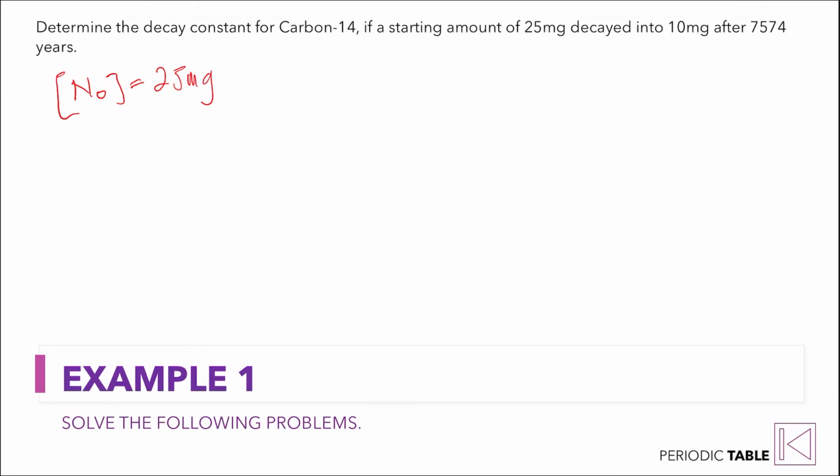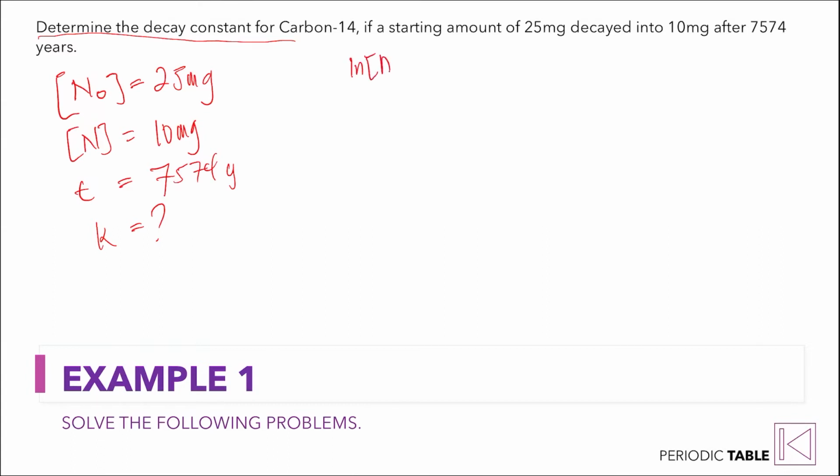Nag-decay daw yun into 10 mg. So we can pretty much say that that is the final amount, no? So 10 mg. After 7574 years, that's the time of the reaction, the duration, 7574 years. Then solve for k, or the rate constant, because yun ang hinahanap sa atin ng carbon 14. Okay? So how can we solve for k? Let's write the equation down.